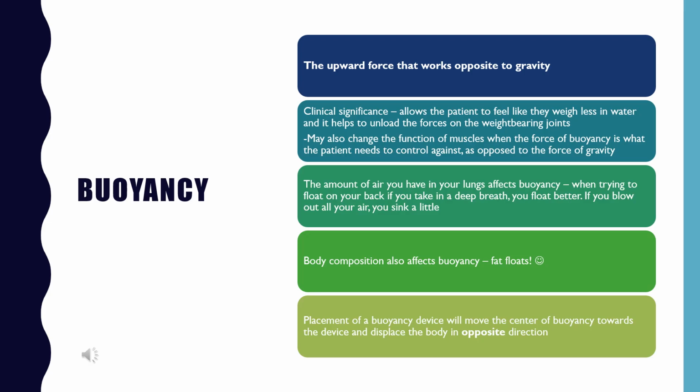So if I have a flotation device on the anterior side of the trunk, it's going to displace the body posteriorly. If I have a flotation device on the posterior side of the trunk, it's going to displace the body anteriorly because it's moved my center of buoyancy towards that flotation device, and the center of buoyancy always wants to go to the top.